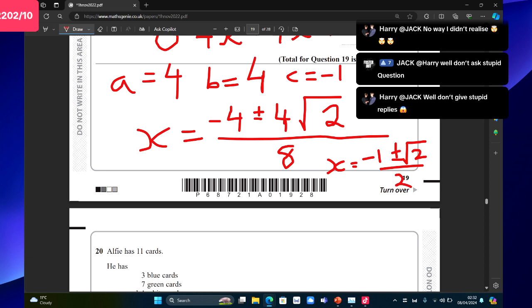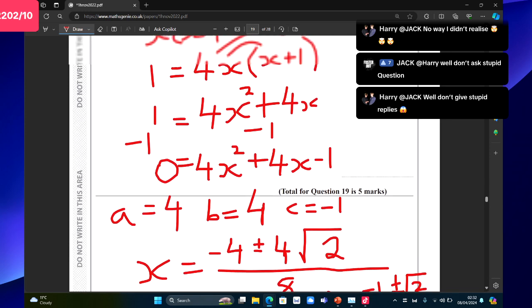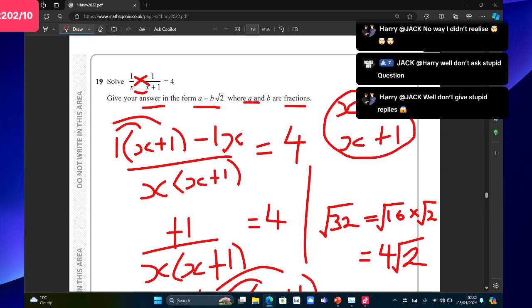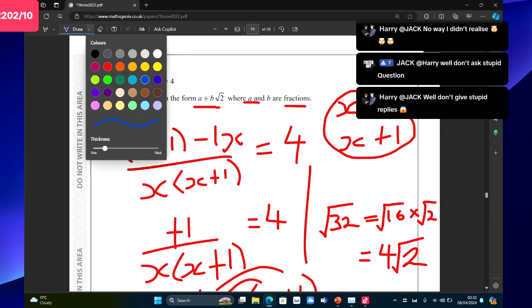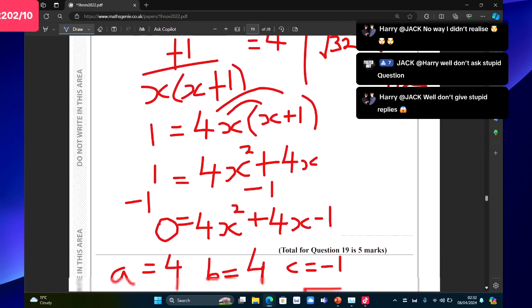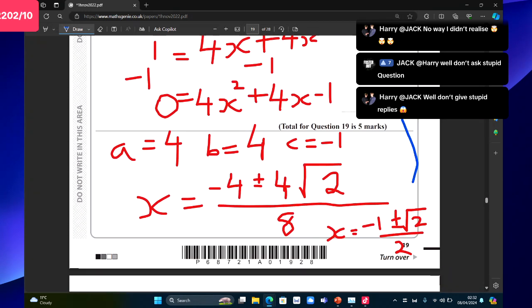Now, writing this as two separate fractions, he wants it as a plus b. So now I can rewrite this as minus a half plus or minus half root 2. And that would be my final answer to this algebraic fraction equation.